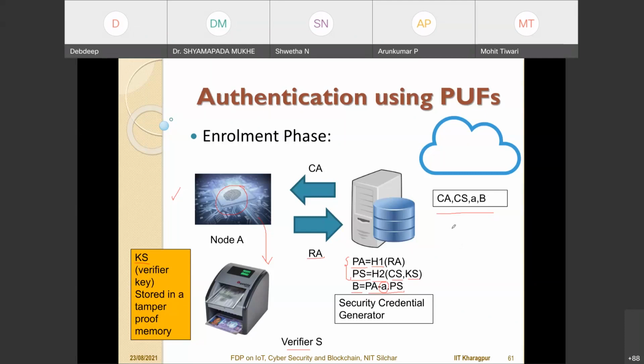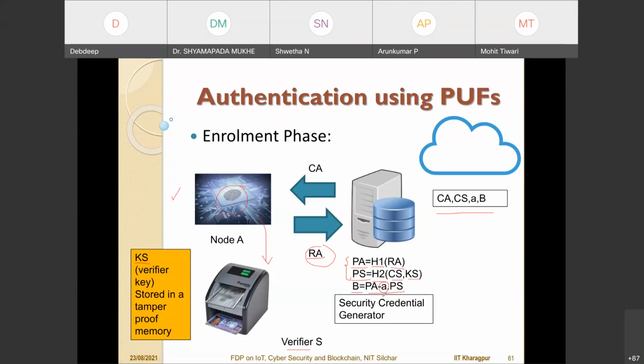Okay. Note that since you are storing them in the cloud, the attacker can also see this information, but can the attacker obtain the responses of the PUF? In order to obtain PA, it needs to obtain the response. So PA is not really stored in the network. It is not storing the exact response, but a kind of hashed response of the corresponding thing.